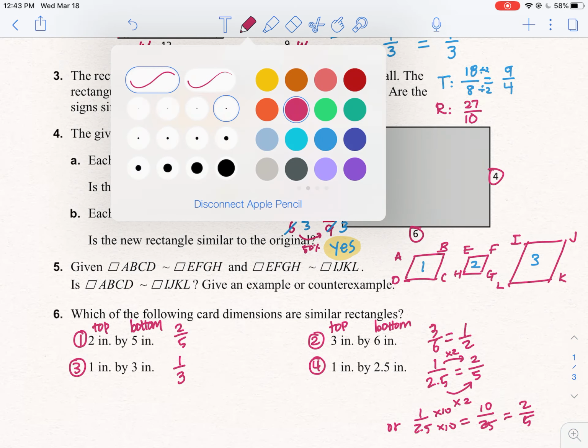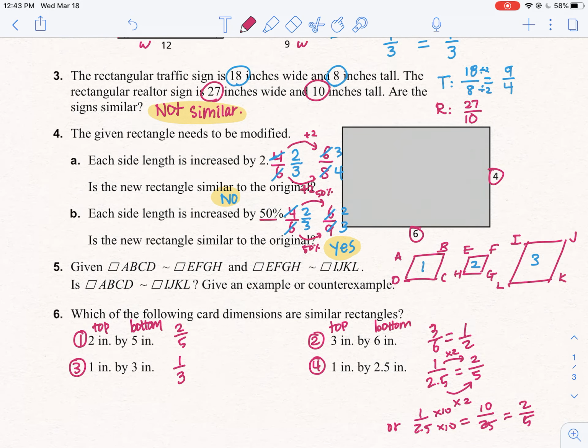No. So now if you look at 1, 2, 3, 4, out of these 4, you only have 2 of them that are going to be similar, which is number 1 and number 4.